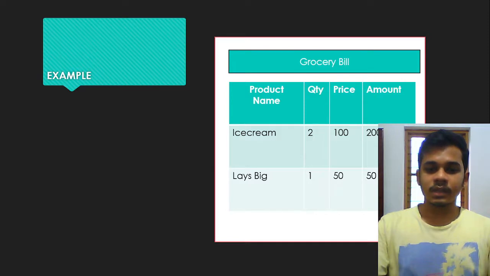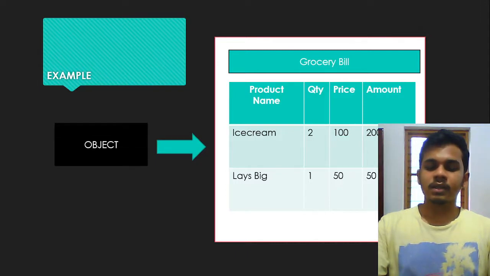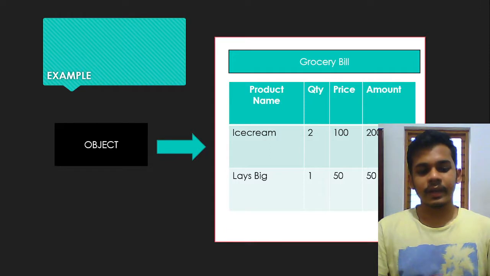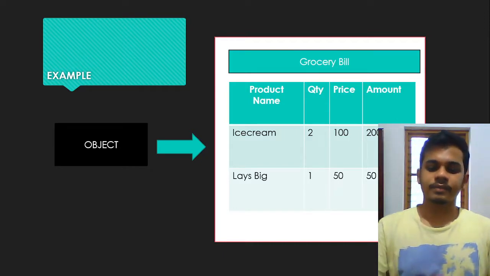So we consider each item to be an object. In this case ice cream and lace are the objects. We divide everything into objects such that each has its own function. So in this case the data will be secured.